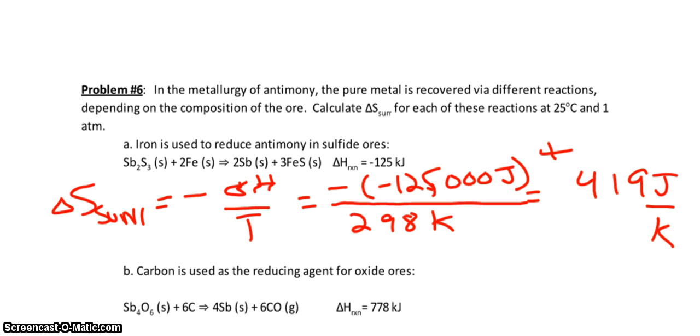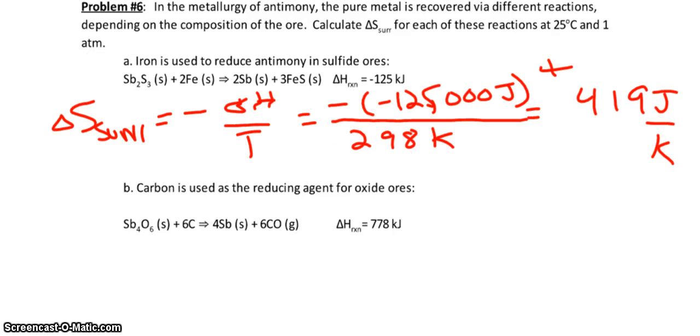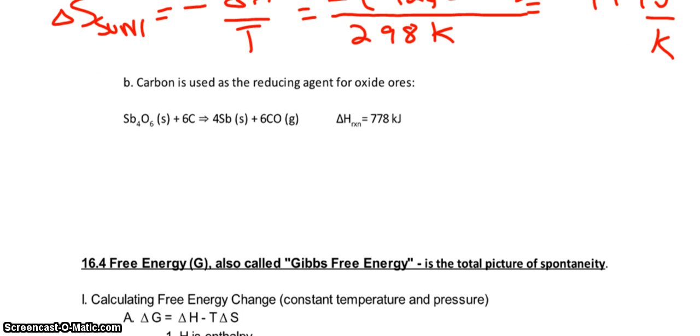Notice that is a positive number. That means the surroundings are getting more disorderly. There's more randomness to those molecules. But what about the next one?